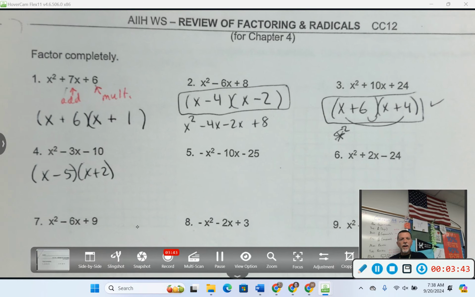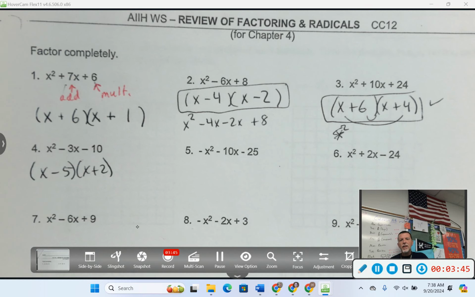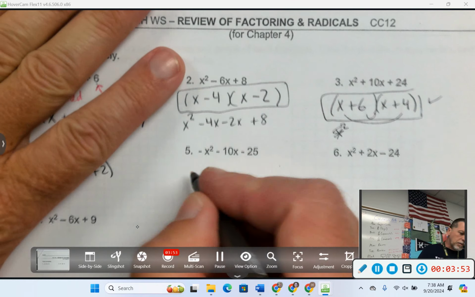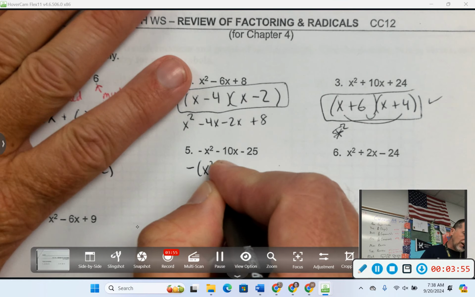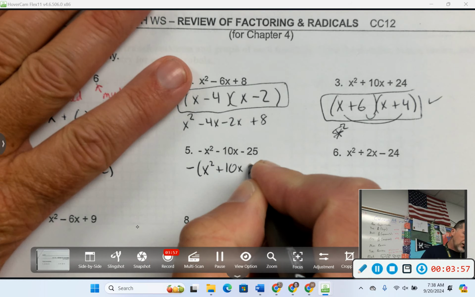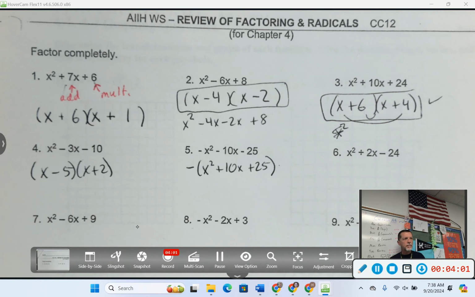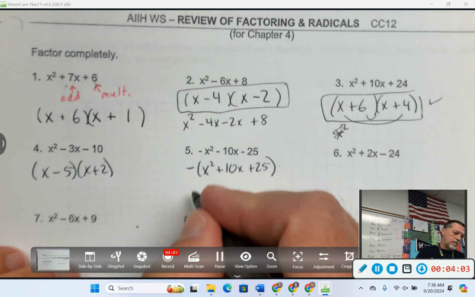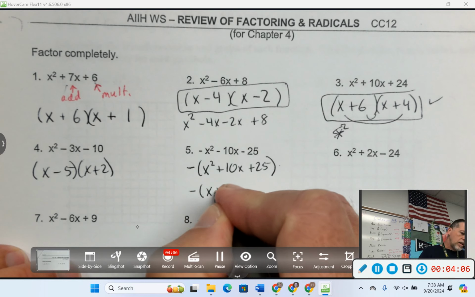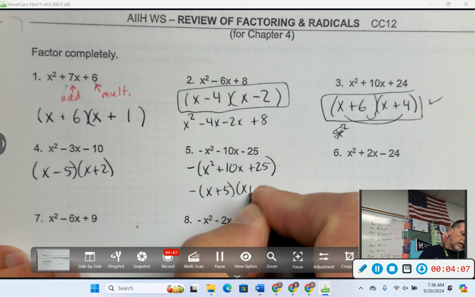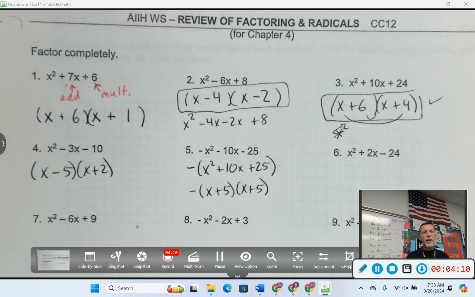Okay, yeah, number 5 is definitely different. You factor out the negative. I would factor out the negative first. You could do it without factoring out the negative, but it's kind of a pain to keep up with everything. So make your life easier and take the negative out to begin with, and then things are a whole lot easier. And then it just becomes negative 1 times x plus 5 times x plus 5. Negative 1, or just negative, x plus 5 and x plus 5.